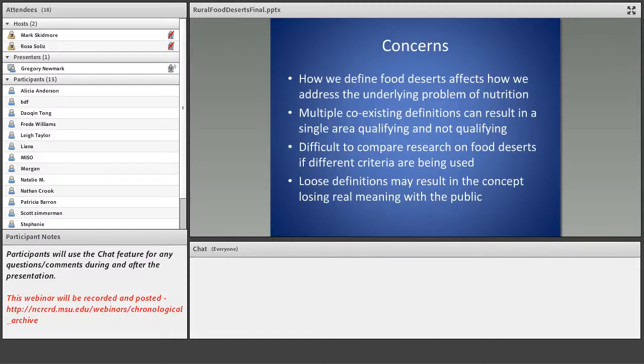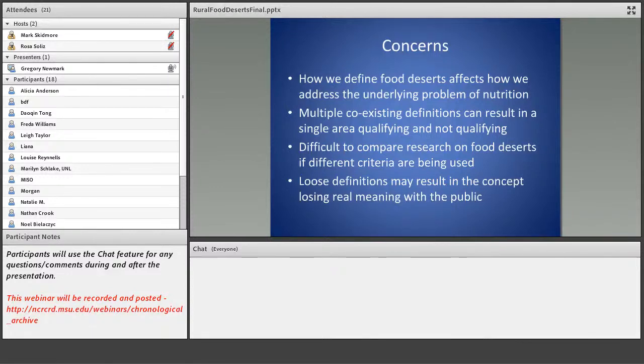So we basically feel that the definition of a food desert really affects how we understand the problem of nutrition and how we address it. And we're concerned that multiple coexisting definitions can result in, say, a single area qualifying and not qualifying for certain programs. For example, the ERS definition that I cited is actually one of 4 different definitions, where you would qualify under one and not under others. But even more broadly, it's very difficult to compare research on food deserts because so many different criteria are being used.